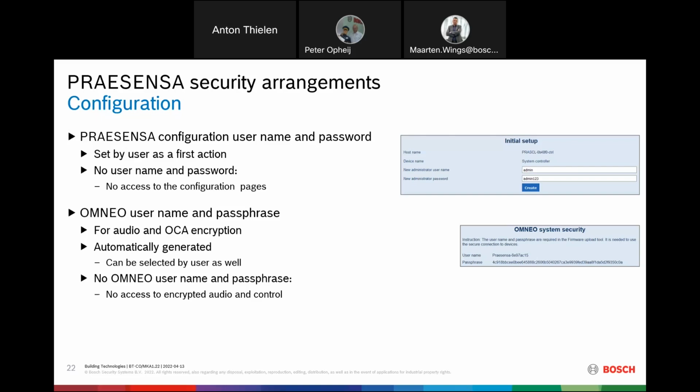If you do not have these Omnio username and passphrases available, you cannot have encrypted audio and control. The system controller must know them to be able to share them with the different components. When you lose the username and passwords or the passphrase, you need to reset your devices back to factory defaults. This is the drawback of having a secure system. If you lose these secure parameters, you really lose control of the system. So it's important that you have this saved in a safe location.